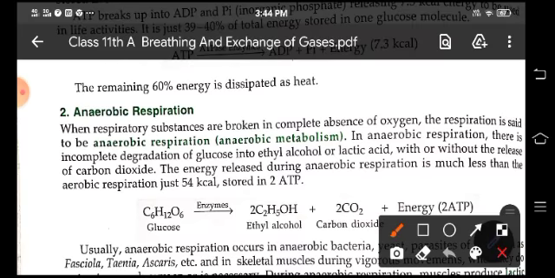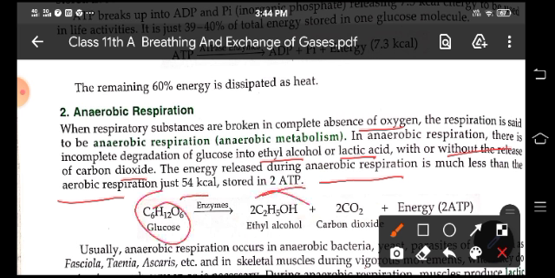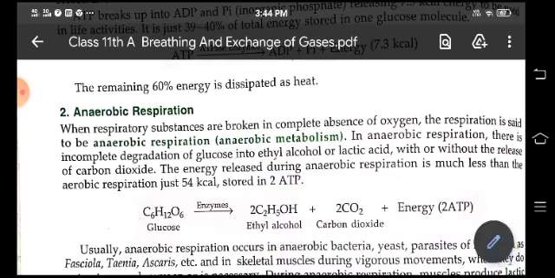Anaerobic respiration is where incomplete oxidation of food takes place in the absence of oxygen. It leads to ethyl alcohol or lactic acid in animals, with or without the release of carbon dioxide. The energy released during anaerobic respiration is very less as compared to aerobic respiration, that is only 54 kilocalorie, which is stored in 2 ATP. So glucose gives ethyl alcohol in case of plants, carbon dioxide and 2 ATP of energy.